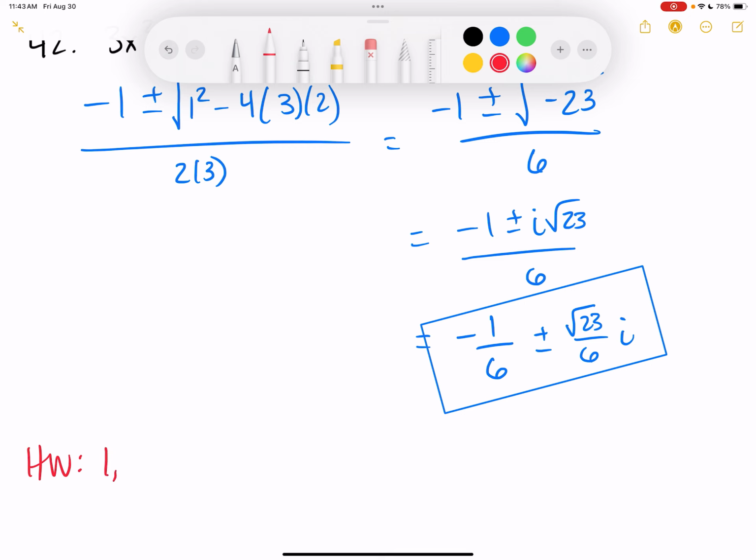The problems are 1, 7, 15, 17, 23, 31, 35, 39, and 41.